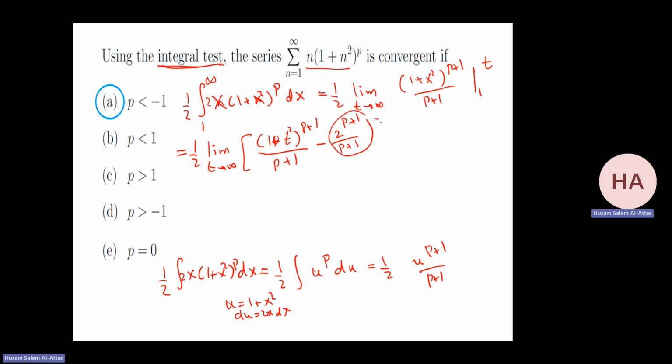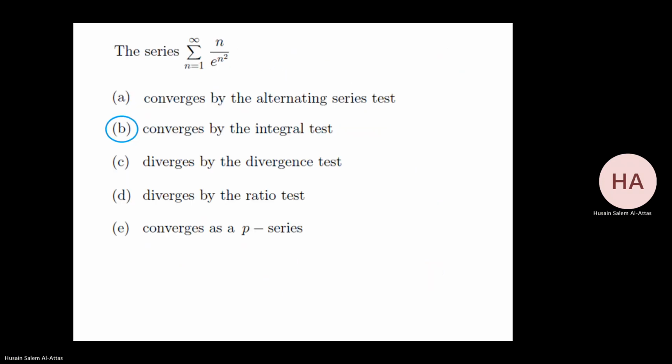This is just a number, so that will not affect the convergence. What will affect the convergence? This power, because this goes to infinity. So this will converge if the power is negative, i.e., if p is less than minus 1. And that will be my answer. Okay, this one, this series.